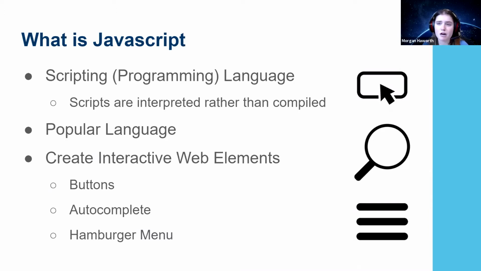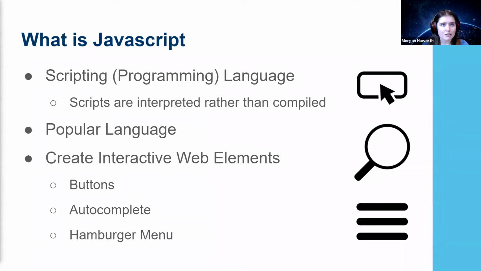It is one of the most popular languages, and JavaScript is used to create interactive web elements such as buttons, autocomplete, and the hamburger menu. So, for example, the hamburger menu is the 3 horizontal lines that appear, and when you click on it, it will reveal more of the menu options.